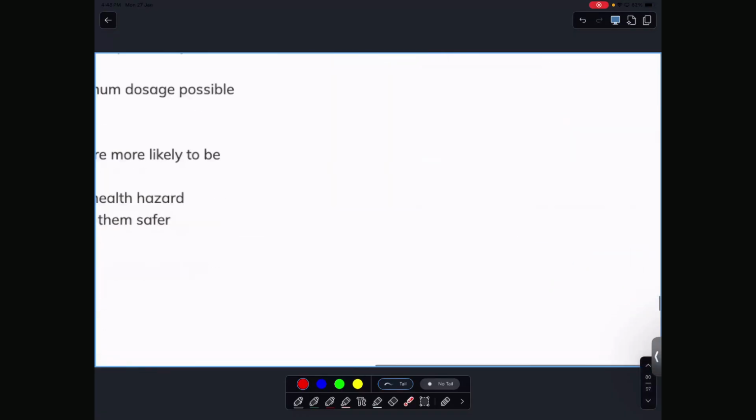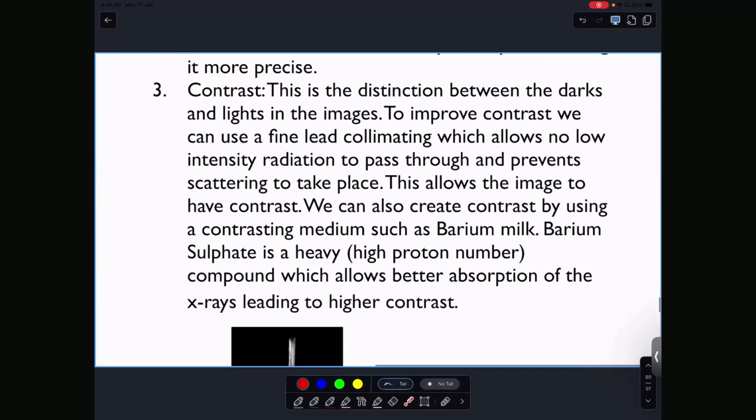Okay, so there are two ways of improving contrast. One is you can use a collimator. The other one is you can use barium milk or something that has a high proton number to improve the contrast.